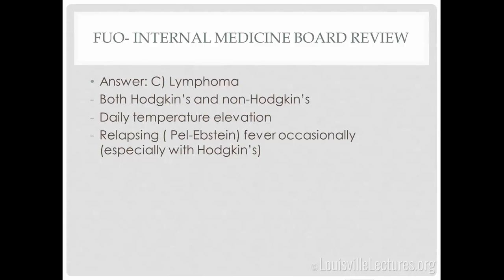In both Hodgkin's and non-Hodgkin's, you can see a daily temperature elevation. And one thing that they might want to ask you about is this relapsing fever. This is a cyclical fever that increases over 1 to 2 weeks and then decreases and then increases again. That's called Pel-Ebstein fever, and it's occasionally described, especially in Hodgkin's lymphoma. So you might have a question about that.